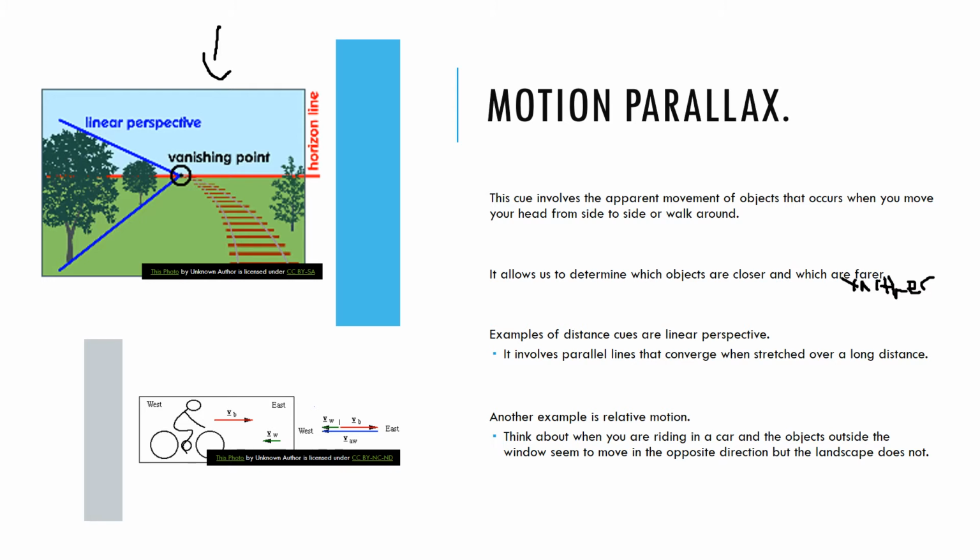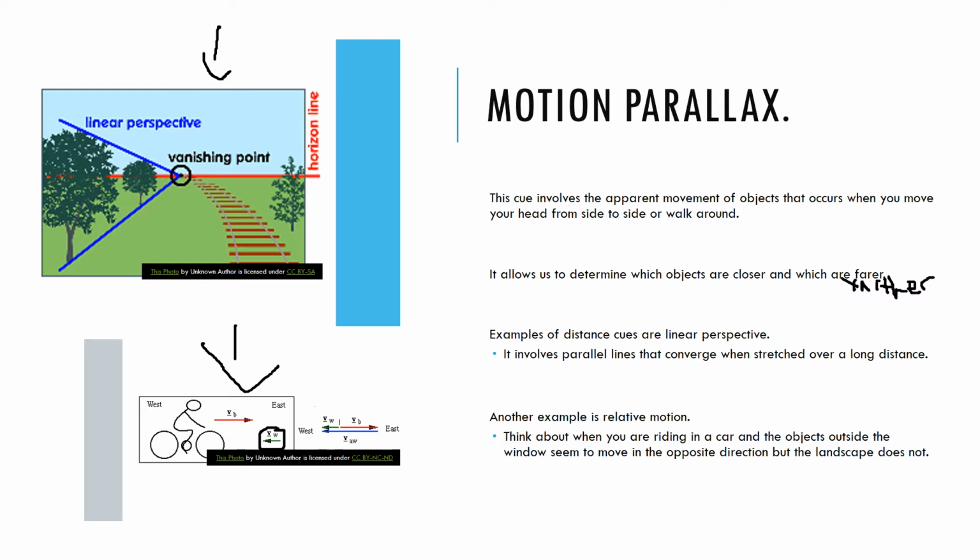Another example is relative motion. That's the second picture down here. I put a bike going in motion this way, and then it's kind of hard to see, but there's another green arrow here pushing another way. Think about when you're riding in a car and the objects outside the window seem to move in the opposite direction, but the landscape does not. When you're driving or riding somewhere, or even riding a bike or a train, as you move forward, if you look out the window or move your head, the trees will go past you on the opposite side. You know the trees are not physically moving past you, you're riding in a certain direction, but it feels that way because this is relative motion.